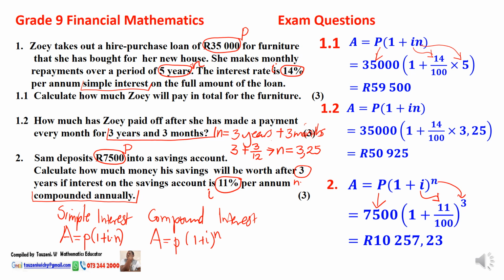So we have answered this question for financial mathematics. Just make sure you understand which formula to apply, and that is according to the information. If they say simple interest, use the simple interest formula. If they say compound interest, use the compound interest formula, and then substitute the numbers that are there and work out your answer using a calculator. Those are the answers to these questions. Grade 9 Financial Mathematics Examination questions.